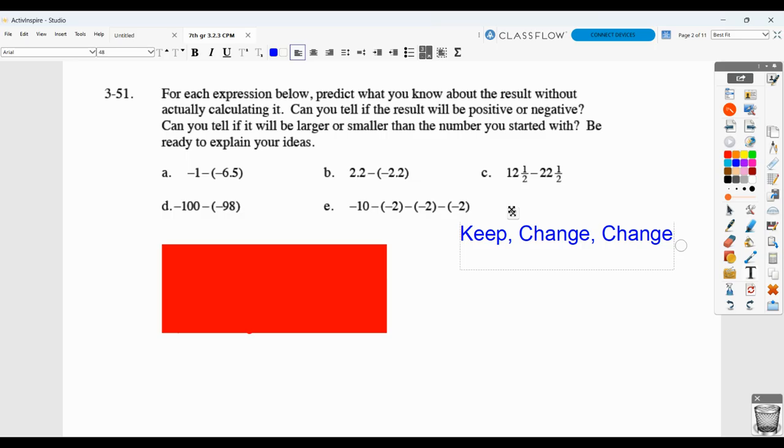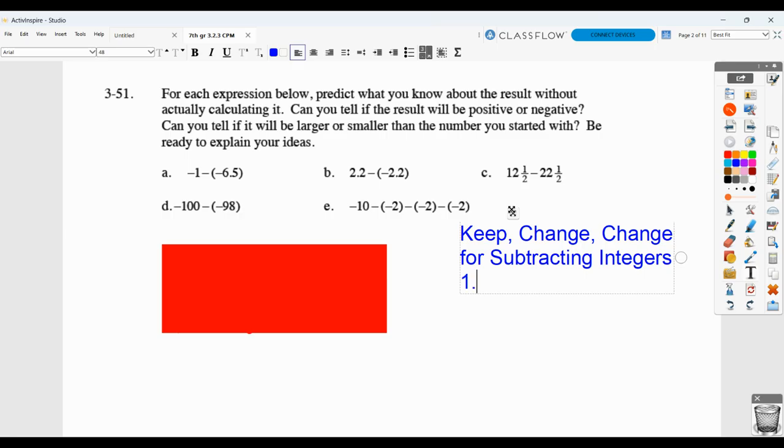With the division of fractions, keep was keep the first fraction as it was, change was change the division sign to multiplication, and change or flip the second fraction, multiply as usual. This is for subtracting integers. So I want you to put down keep, change, change for subtracting integers. Then, what are those steps?